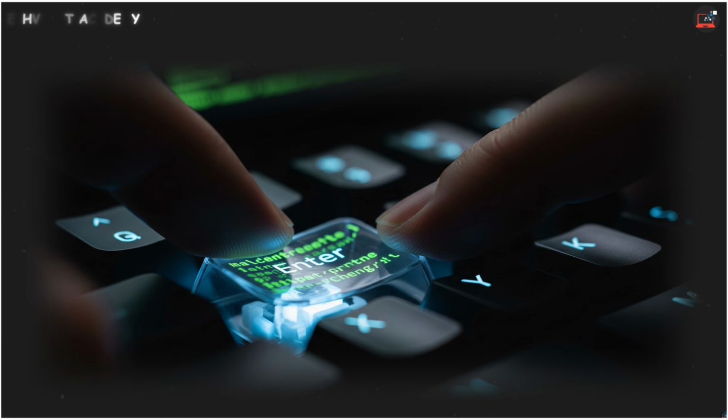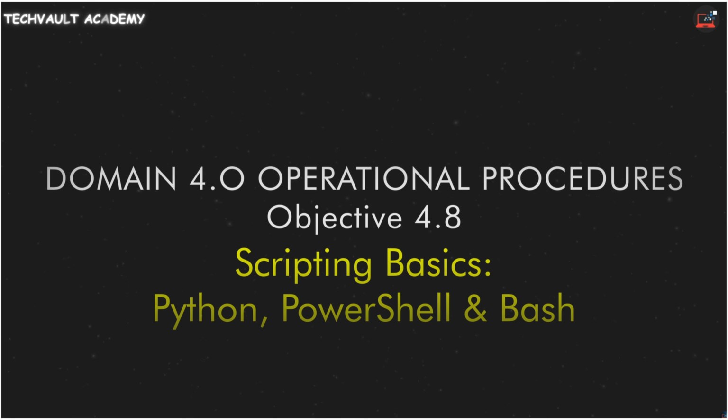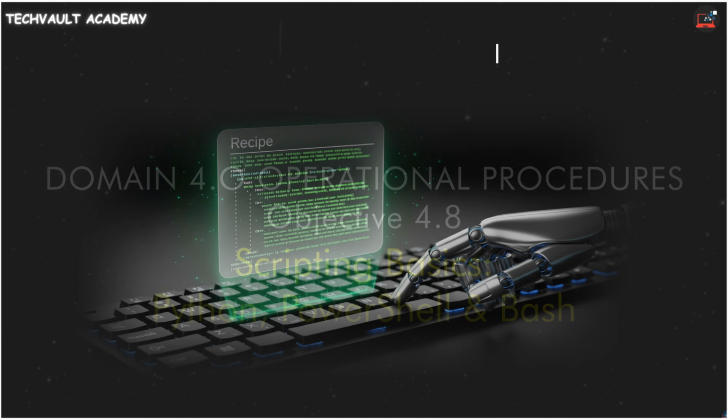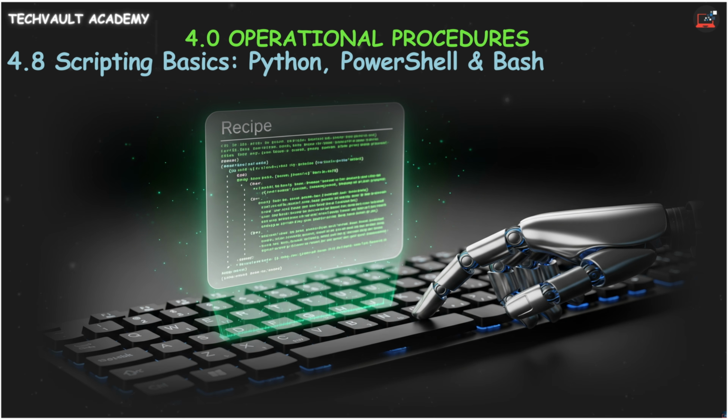We have learned how to talk to people. Now we need to learn how to talk to computers. Welcome to Objective 4.8, the basics of scripting. A script is simply a digital recipe, a set of instructions that automates boring, repetitive tasks so you don't have to do them manually.